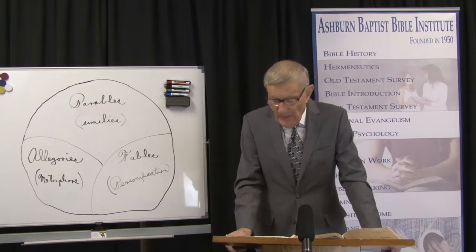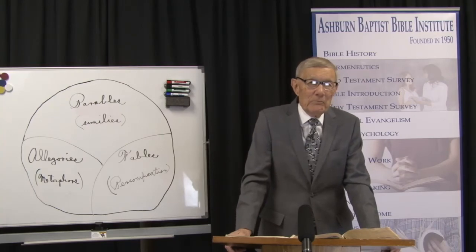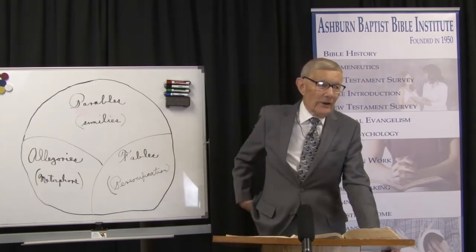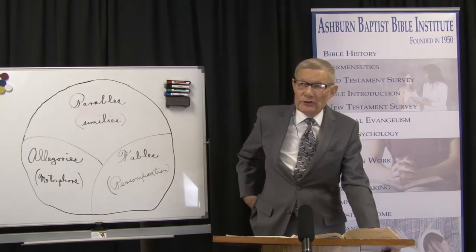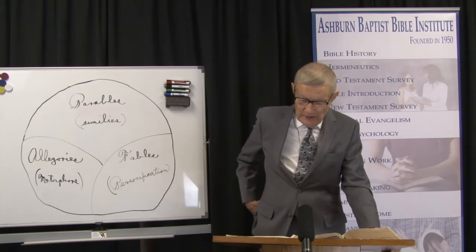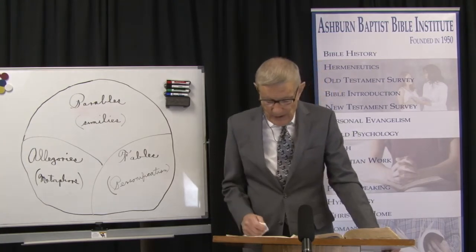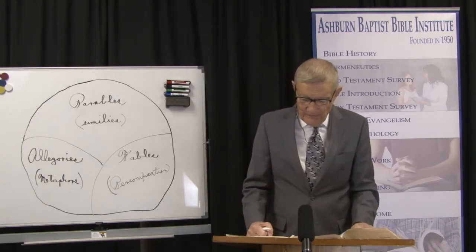And the whole thing in Revelation 18 on Babylon, that's an allegory. It's not a literal city, it's the world system. Revelation 18, the world system of evil. Okay. Let's go to another one. Let's go to a fable.